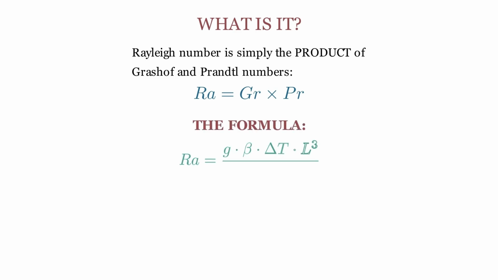The formula: Ra equals g times beta times delta T times L cubed over nu times alpha. Or Ra equals g times beta times delta T times L cubed times Pr over nu squared.